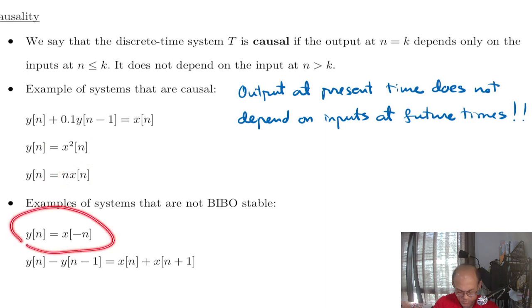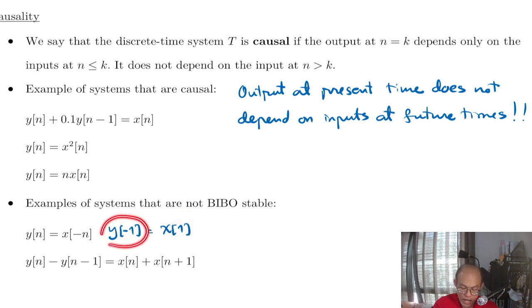But here, this one's not, because if n is negative, then minus n is positive. So y[-1] equals x[1]. You see, because 1 is future and minus 1 is past. So the output at present, let's suppose that present is minus 1, depends on the input in the future. So this one is not causal.